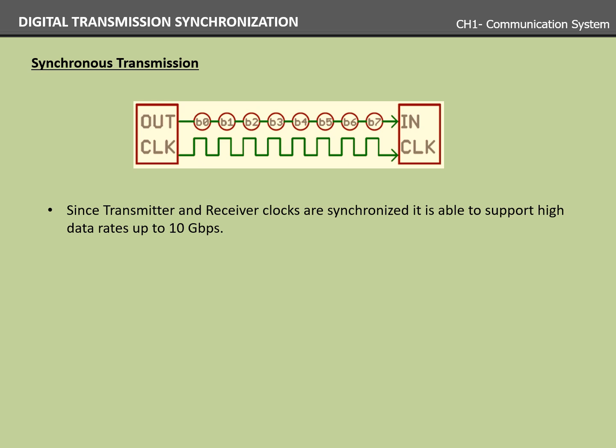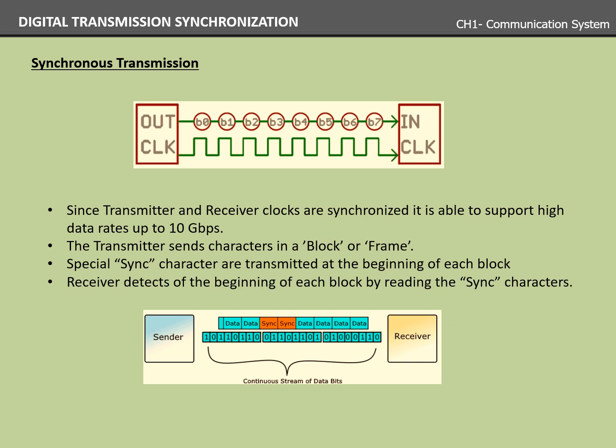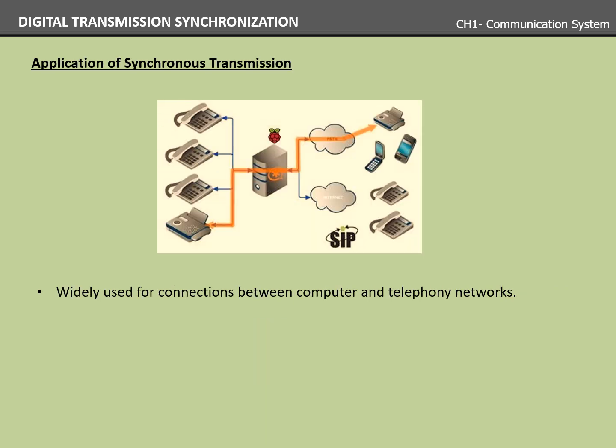Since transmitter and receiver clocks are synchronized, it is able to support higher data rates up to 10 gigabits per second. The transmitter sends characters in a block or frame. Special sync characters are transmitted at the beginning of each block. The receiver detects the beginning of each block by reading the sync character. Synchronous transmission is widely used for connections between computer and telephony systems.